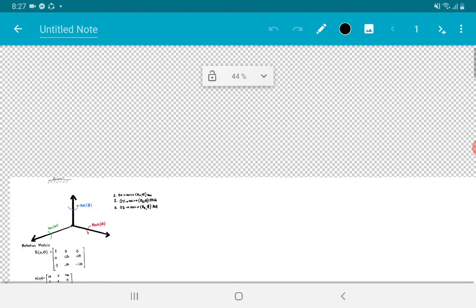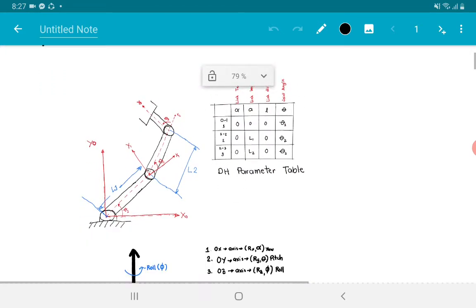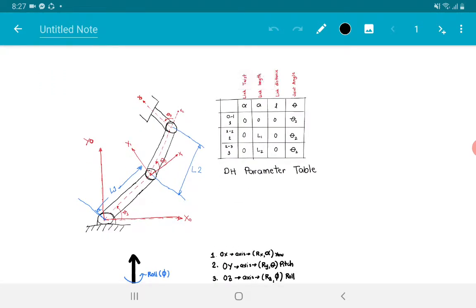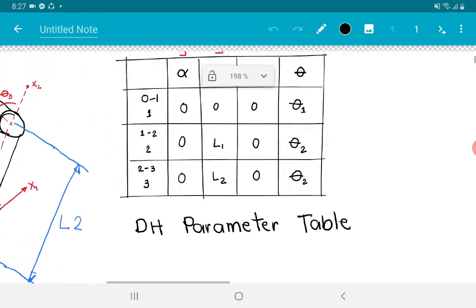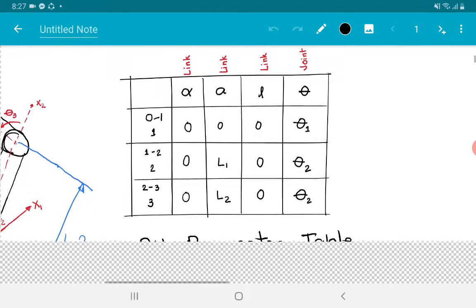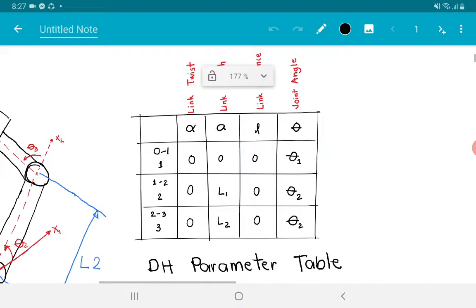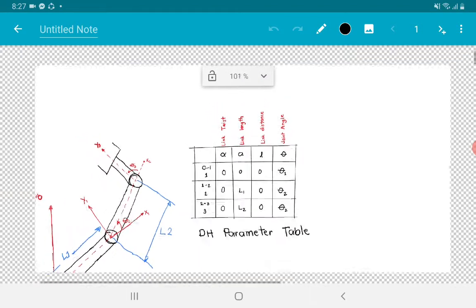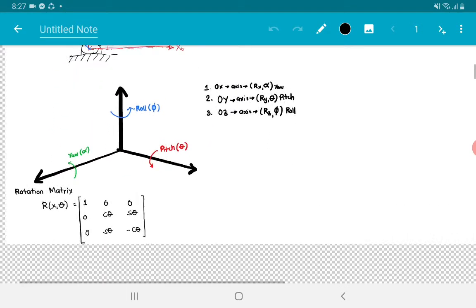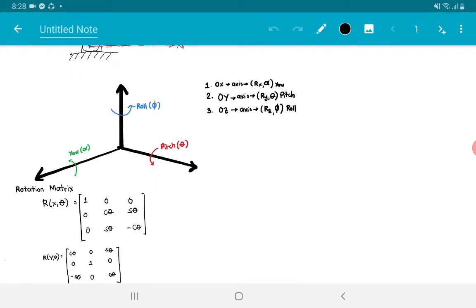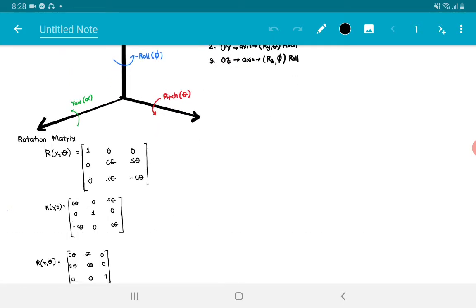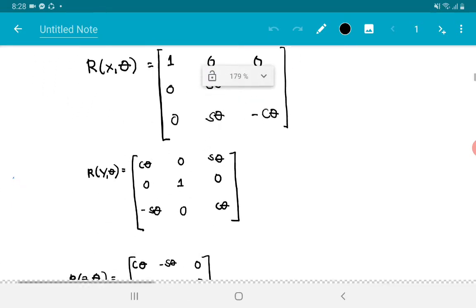So first thing we need to do is to analyze the equation so that we can have the parameter table, or the DH parameter table. So including the link twist, link length, link distance, and the joint angle. If you already have your table, you need to consider also the rotational matrix about x, y, and z.